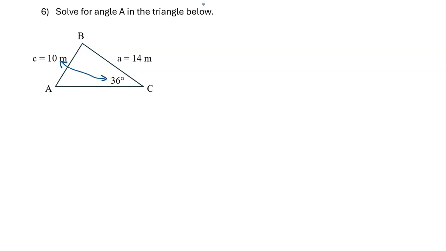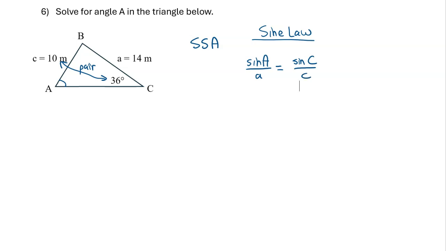So this example says solve for angle A in the triangle below. And so in this case, we have a pair of a side with an angle, or in other words, you could look at this as being side angle. And so we know we're going to use the sine law. And so the sine law, if we're trying to solve for an angle A, means that we want to write sine A on the top. So we start with sine A over a equals sine of capital C over c.